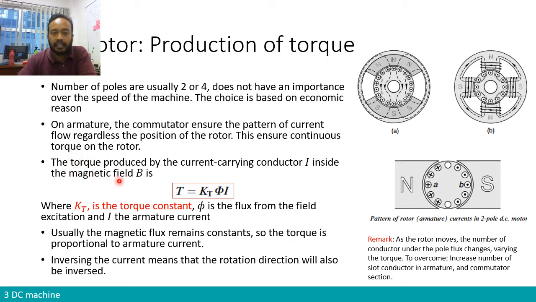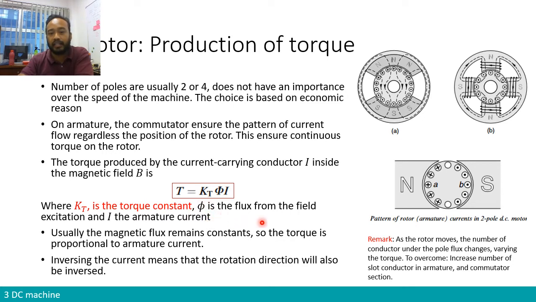The relation is that the torque produced by the current-carrying conductor I inside the magnetic field B is T equals a certain coefficient KT multiplied by flux, the field flux created by the stator field, that is, by the field windings, multiplied by the current inside the armature. So KT is what we call the torque constant. It is constant, depending on the size of the machine and other topological or geometrical criteria of the machine.